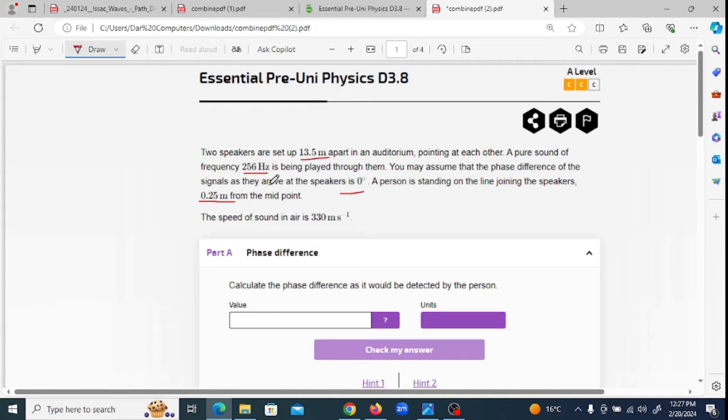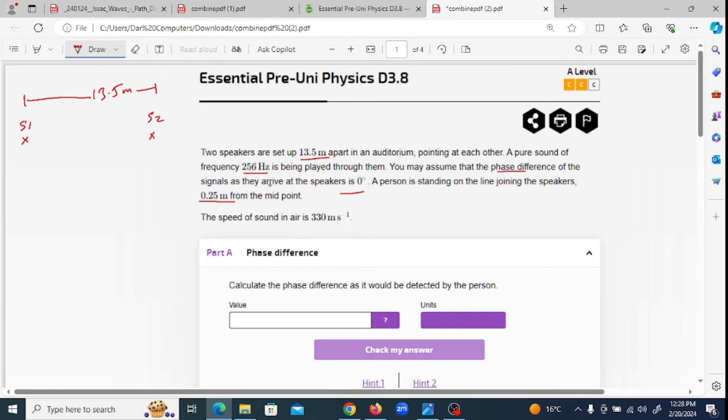Okay, so let me draw the diagram. Here we have two speakers. One speaker is S1, other one is speaker S2. The distance between these two speakers is 13.5 meter. Here this distance is 13.5. At the starting point you may assume the phase difference between these signals as they arrive is 0 degree. The phase difference between these two signals will be 0 degree.